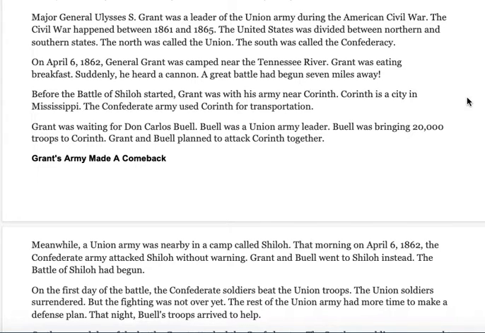On April 6, 1862, General Grant was camped near the Tennessee River. Grant was eating breakfast. Suddenly, he heard a cannon. A great battle had begun 7 miles away.